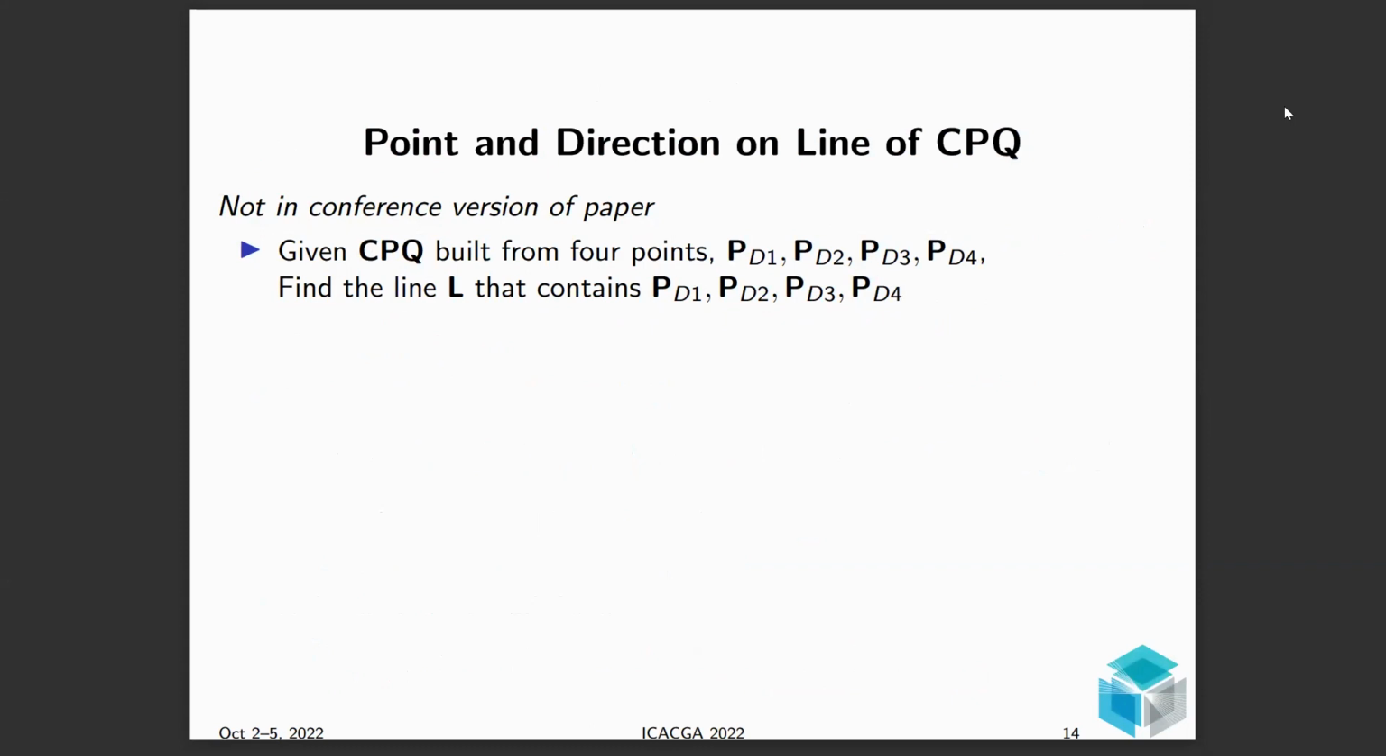Then we asked the opposite question. If you start with a collinear point quadruple, can you extract the 4 points? Can you find the 4 points from just the collinear point quadruple? What that really boils down to is, can you find the line they lie upon? Because if you can find that line, then you can use the equation we had earlier.